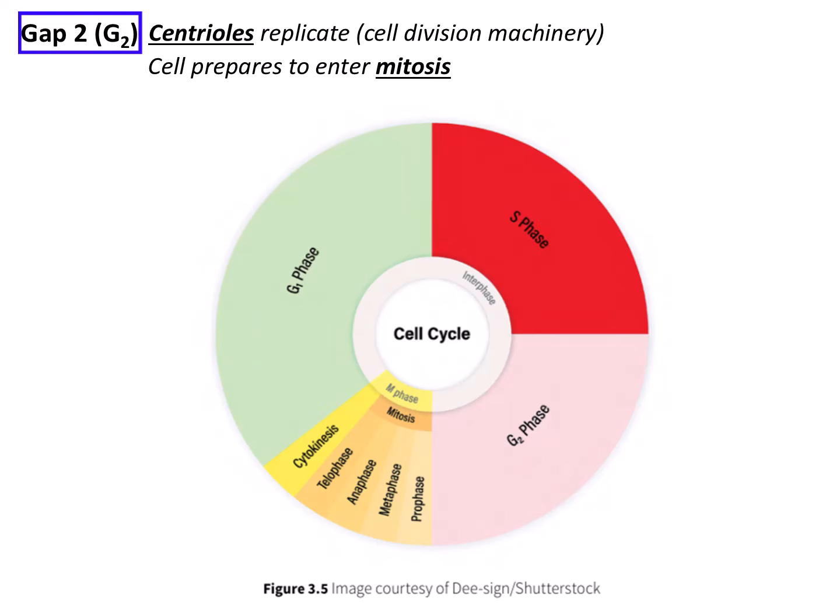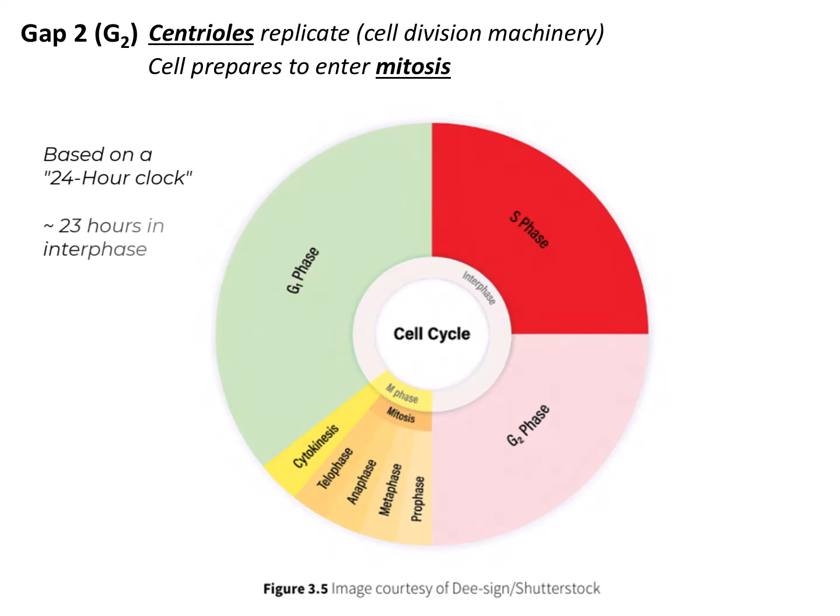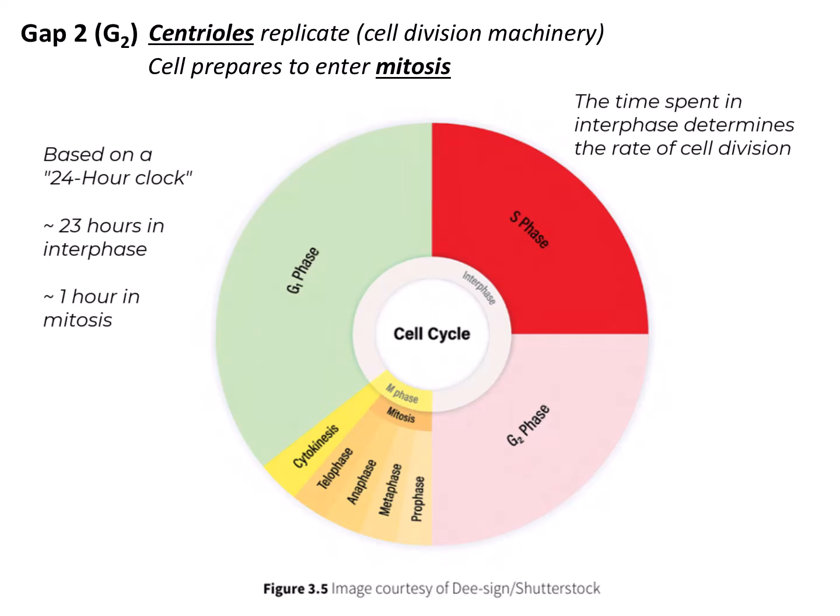During this phase, the cell will replicate its division machinery and make proteins necessary for the division process as it prepares to enter mitosis. If we were to compare the cell cycle to a 24-hour clock, the cell would spend about 23 hours in interphase and the final hour in mitosis. The rate of cell division, where a cell produces two daughter cells, varies greatly based on cell type. So it's important to understand that the time in interphase is really what decides the rate of cellular division.